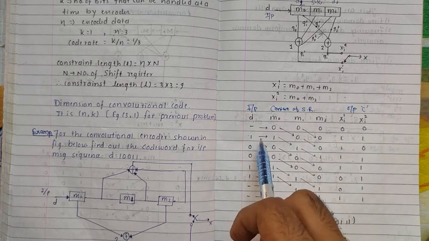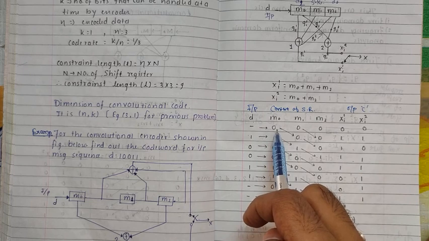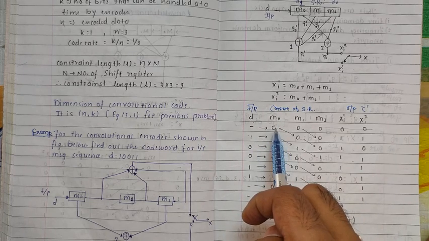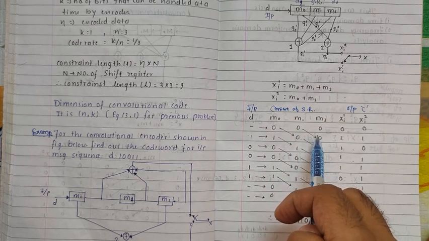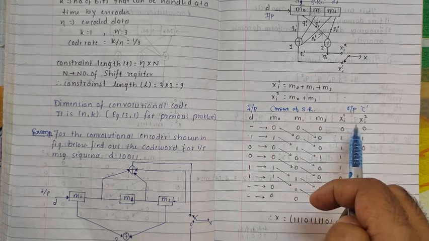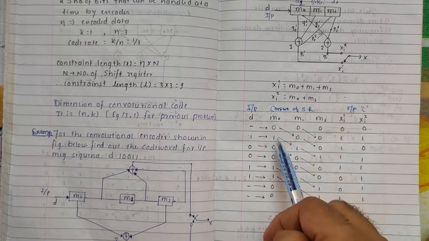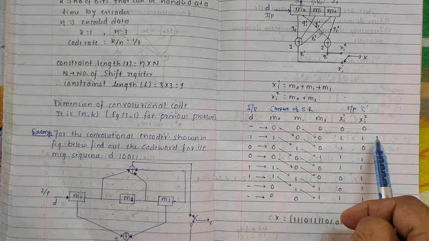Now when the first bit is applied to the convolutional encoder, it reaches the first shift register, that is M0. So 1 will be reaching here, and the content of M0, that is 0, is shifted here, and this 0 will be shifted here. Because of these 3 bits, we get the values of X1 and X2. X1 is M0 plus M1 plus M2, so 1 plus 0 plus 0 is 1, and X2 is M0 plus M2, so 1 plus 0 is 1.